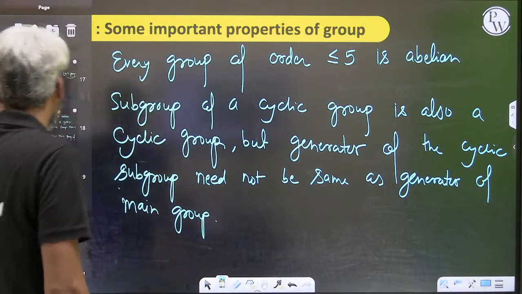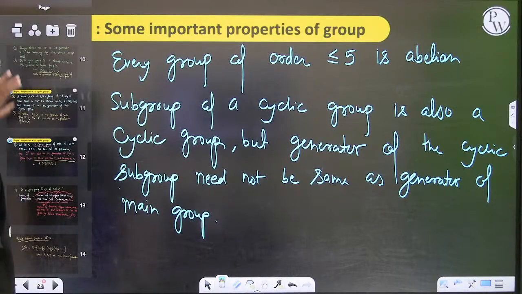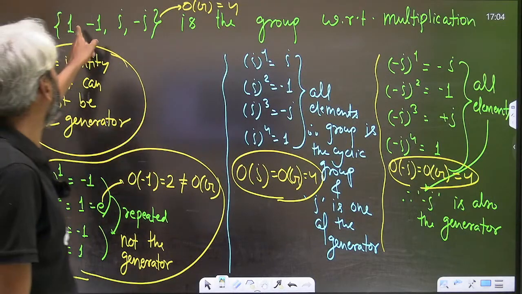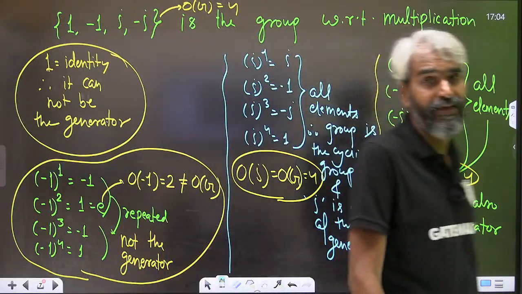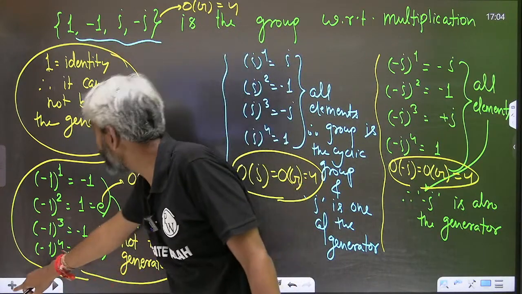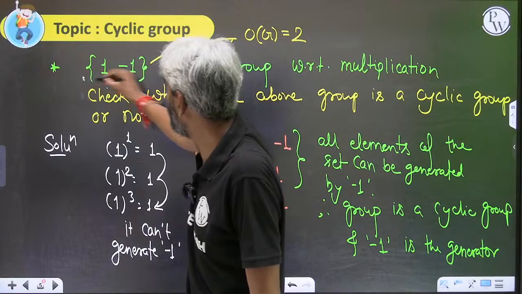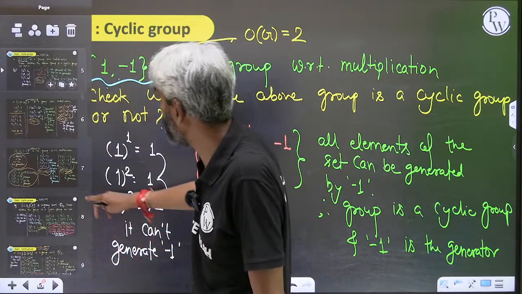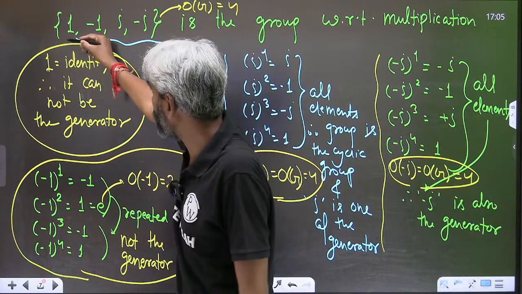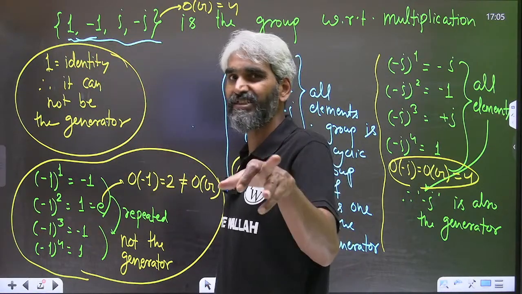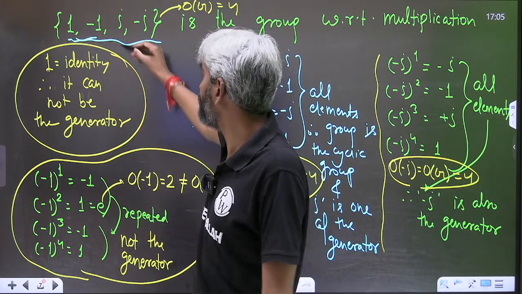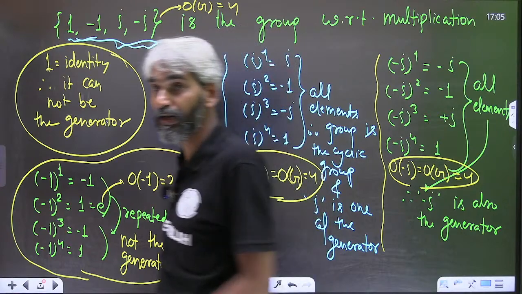So, sir, do we have an example? Yes, we have an example of everything. So what do we know? {1, -1, iota, -iota} is a cyclic group of order 4. We know that {1, -1} is a subgroup of this group. So this is cyclic, and {1, -1} is a subgroup of this, so that will also be cyclic. But in the cyclic subgroup {1, -1}, the generator is -1, whereas in this particular case the generators are iota and -iota.